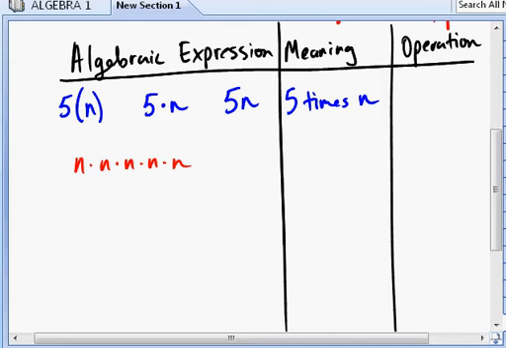What's another way to write 5 times n? Okay, how about n times 5? Good one. Okay, so here you go. N times 5. Right? So when you're multiplying, the order of these doesn't really make a difference. 5 times n, n times 5 is the same thing, right? Just think about it like this. 3 times 2 is the same as 2 times 3.